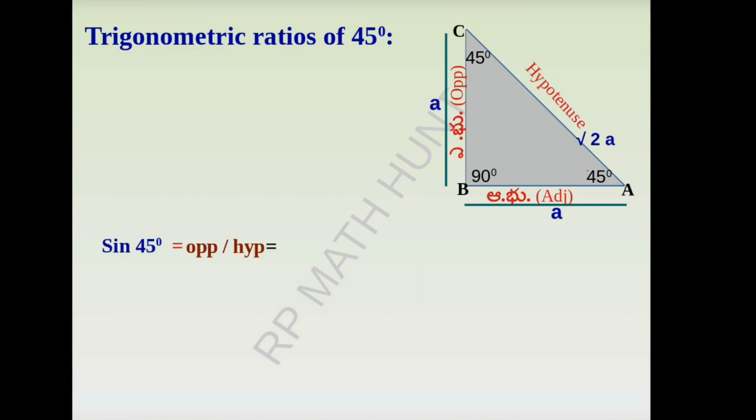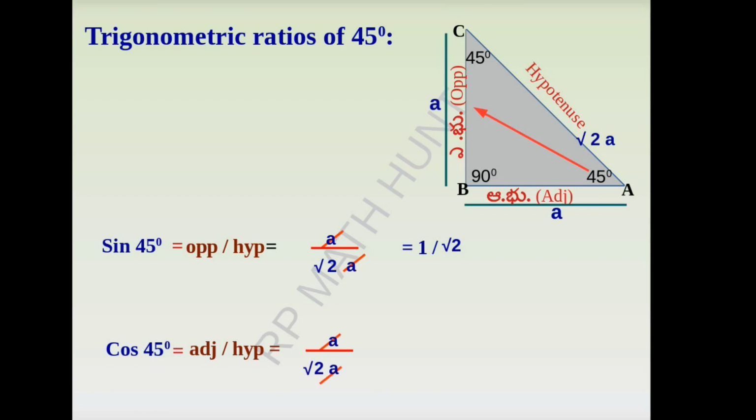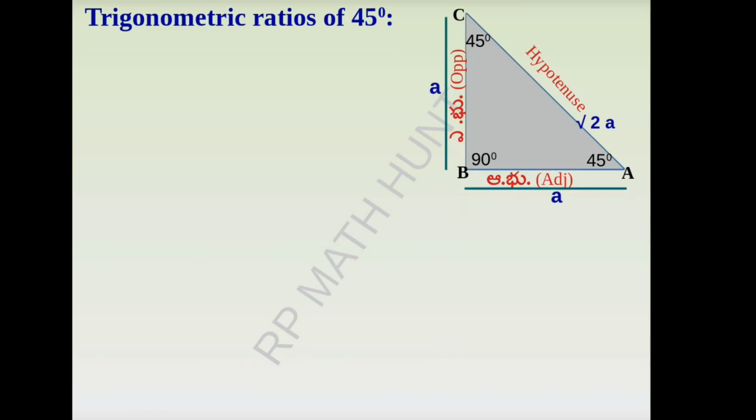Now, let us take the ratios. Sine 45 is equal to opposite by hypotenuse. That is equal to, taking 45 as the required angle, A by root 2A. A gets cancelled and the numerator is only 1. That is equal to 1 by root 2. Cos 45: adjacent side by hypotenuse. What is adjacent here? A by root 2A, and 1 by root 2, both are the same.